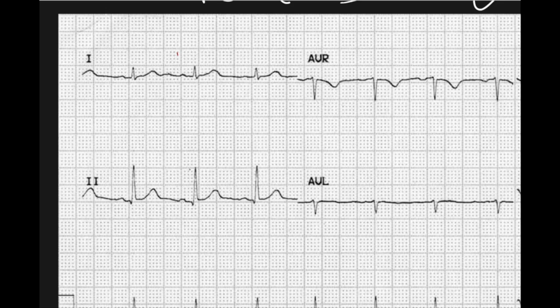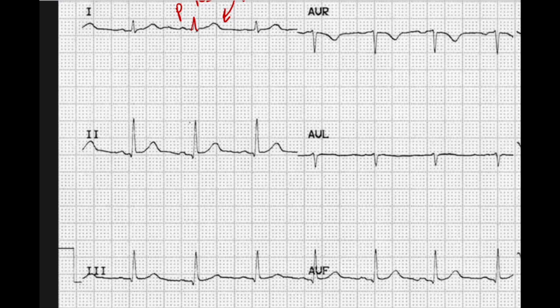So we should have an upright P wave, which we do. We should have a predominantly positive deflection in lead 1. So in this case, we do have an RS complex, which is predominantly positive, and we have upright T waves. We don't have any ST elevation or ST depression, and we don't have any crazy nonsense going on with slurring of the S wave or slurring of the R wave. So lead 1 looks healthy.